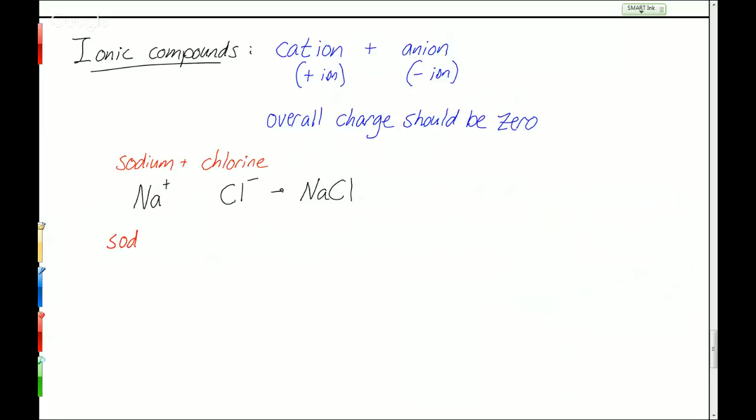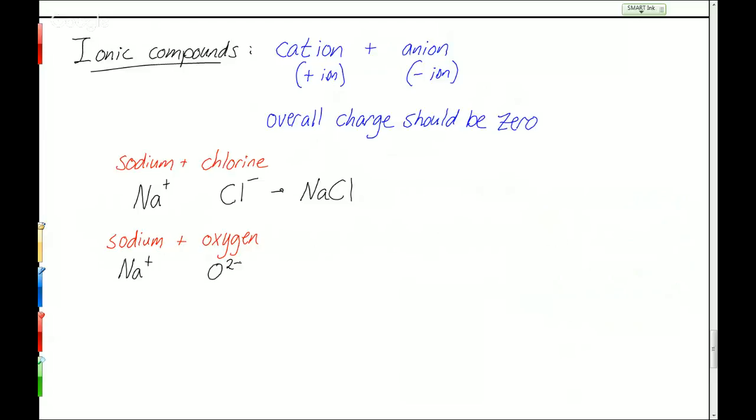What if instead we make a compound of sodium and oxygen? Sodium is still Na+. What is the charge on oxygen likely to be? -2? Yeah, everybody see that? In column 6, so it needs 2 more electrons to be full, so -2. So now we can't just put those two together because it would not make 0.